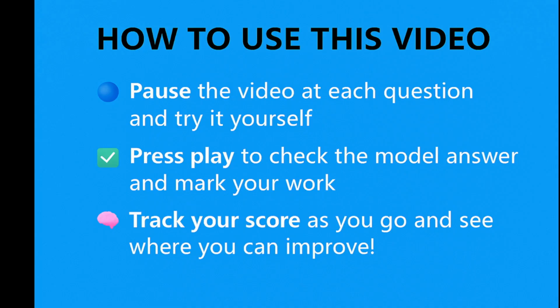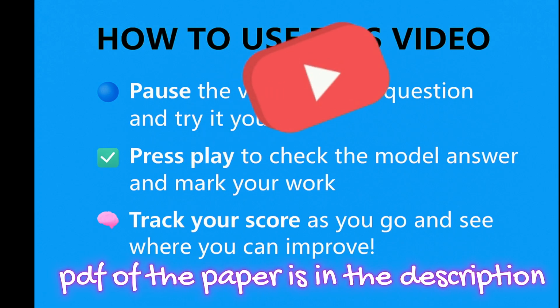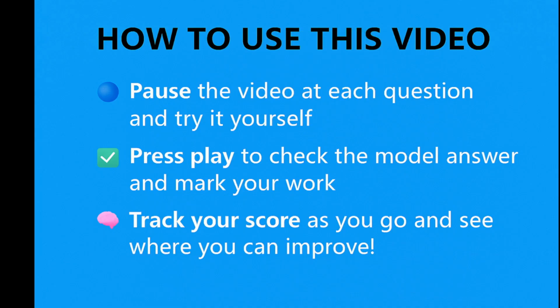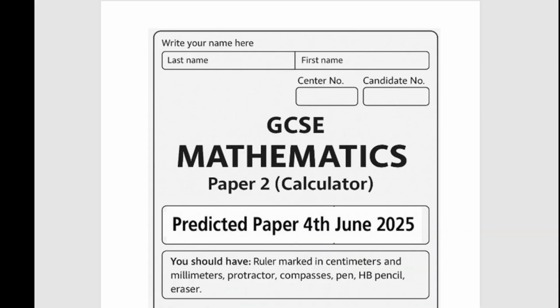Here's how to get the most out of this video. Pause at each question and try it yourself. Then press play to check the model answer and mark your work as you go. Just a quick reminder, this is a prediction, not a guarantee. Be sure to revise the entire syllabus and practice the official past papers too. Let's get started.